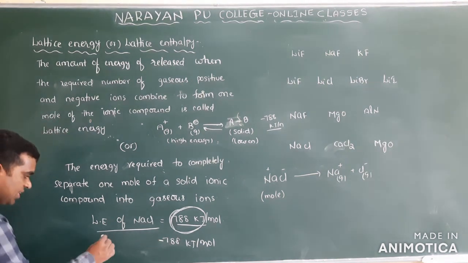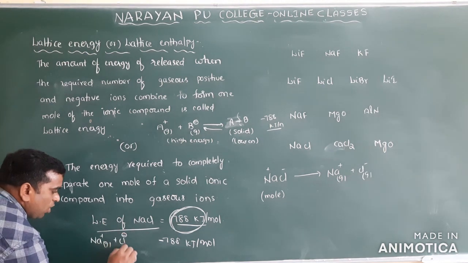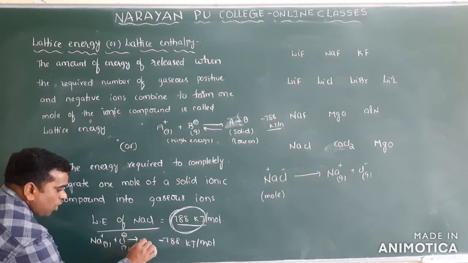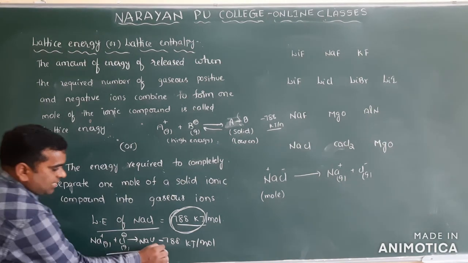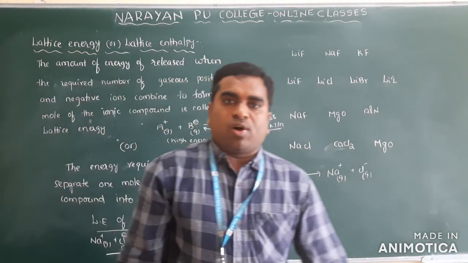What does it mean? Na plus ion and Cl minus ion gases combine and form NaCl. During this, this much energy is released. That energy is called lattice energy.